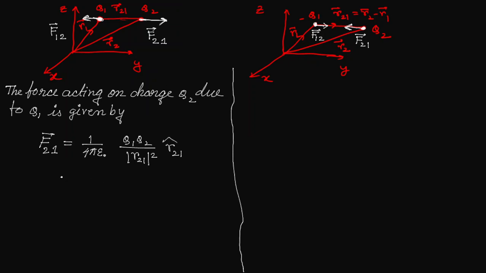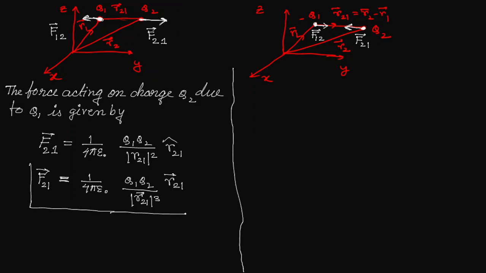R21 cap. Now if we multiply with r21 in the denominator and numerator, what can we write? We can write 1 by 4 pi epsilon naught q1 q2. When we multiply the magnitude of r21 with this unit vector r21 cap, that will give us the r21 vector, divided by magnitude of r21 cube. Okay, so this will be the mathematical expression of the force that's acting on Q2 because of Q1.